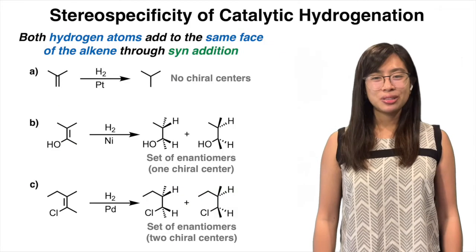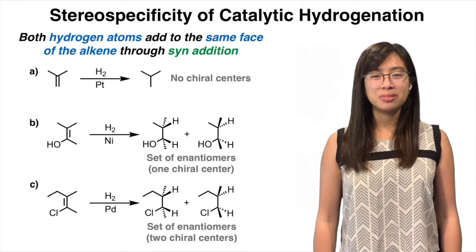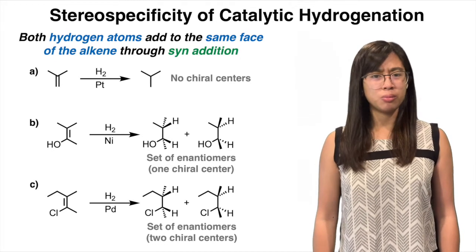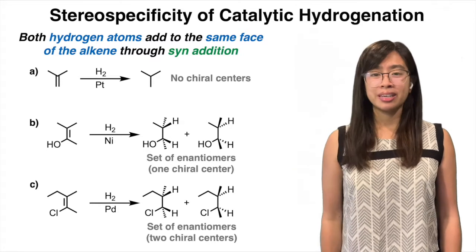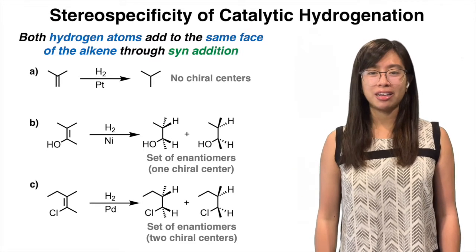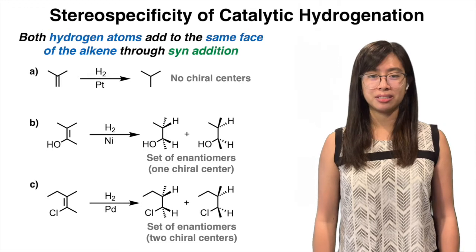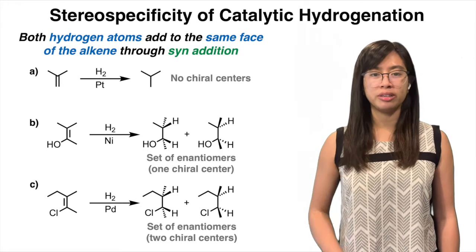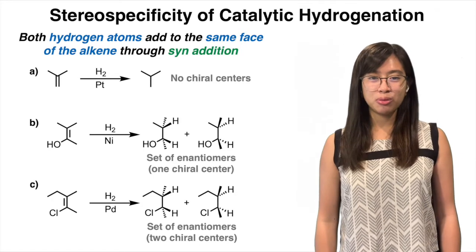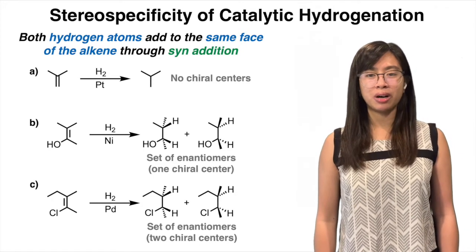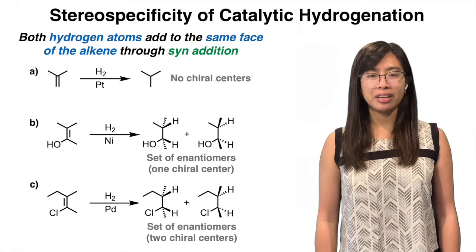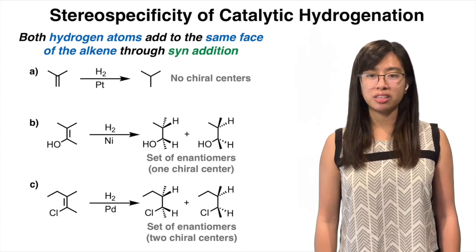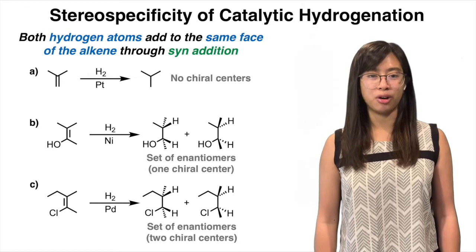So as I mentioned earlier, both hydrogen atoms add to the same face of the alkene through syn-addition. But what exactly does that mean? In example A, the final product contains no chiral centers, so the syn requirement isn't relevant and only one product will be formed. However, in example B, when we reduce the double bond to a single bond, we've created one chiral center. This means that both possible enantiomers, R and S, are formed.